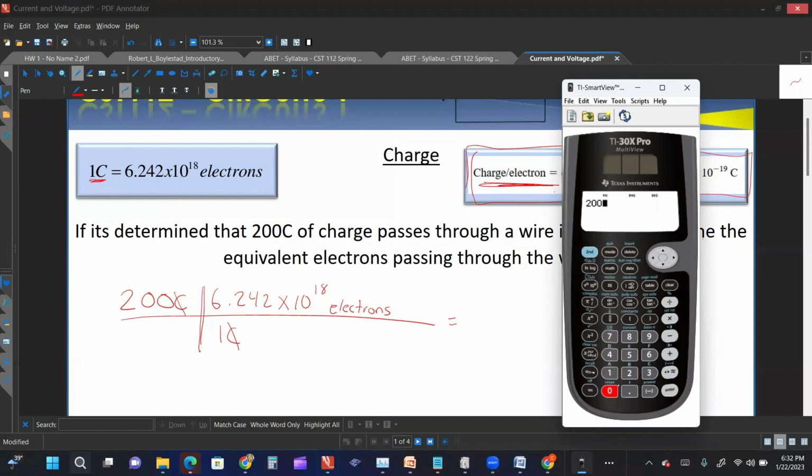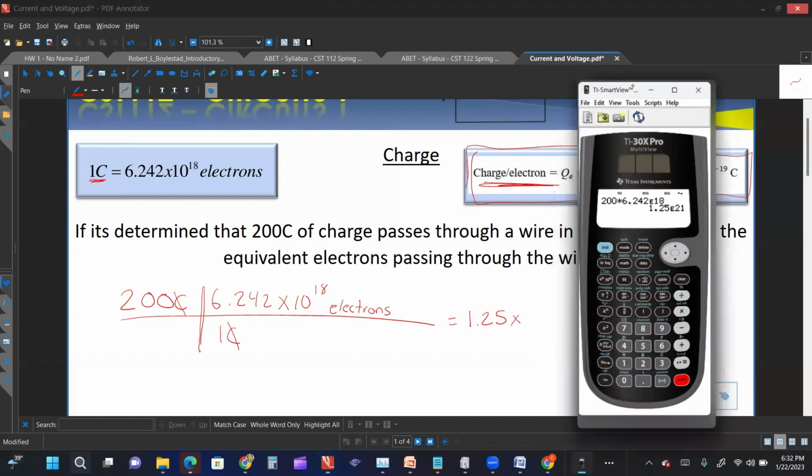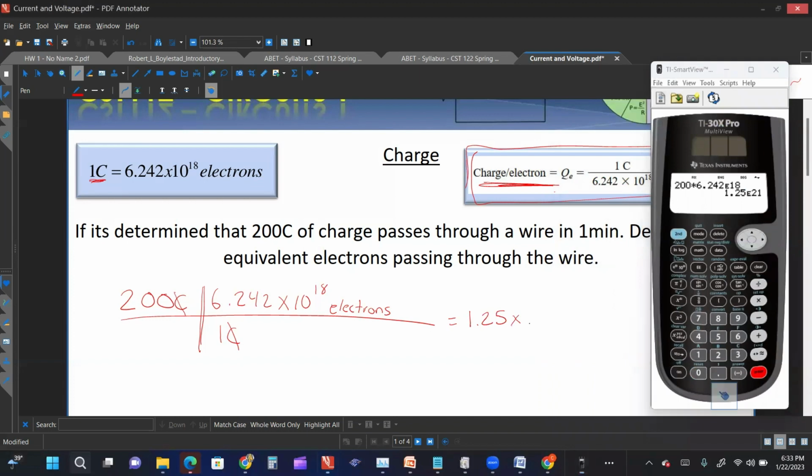All right, so if we plug that into our calculator, we have 200 times 6.242 times 10 to the 18. And I get 1.25 times 10 to the 21 electrons.